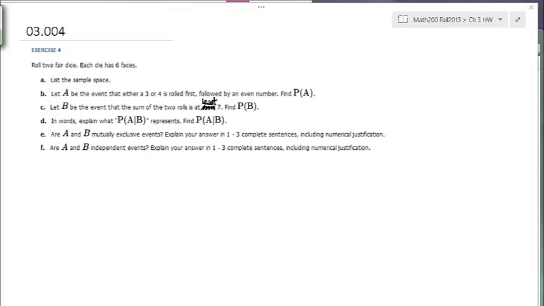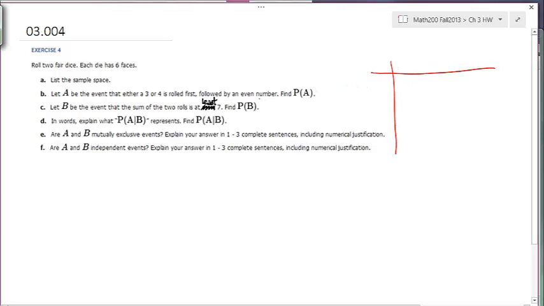Alright, let's take a look at part A, where we're looking for the sample space. For us to do this with dice, a good way is to make a little table. Realize that there are 2 dice, each of them with the possibility of getting 1, 2, 3, 4, 5, or 6. For the sake of this particular problem, it's nice to look at it from a table point of view.